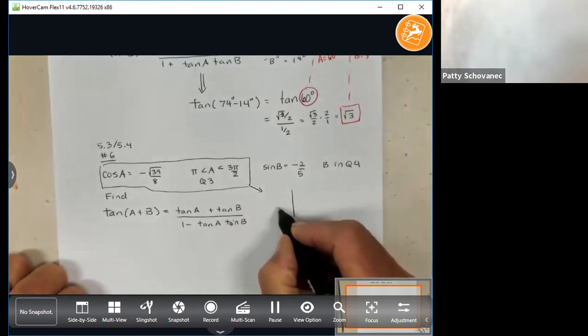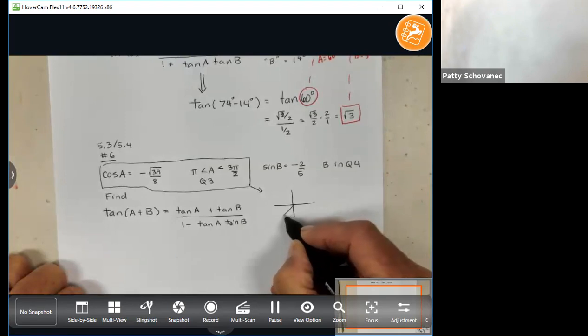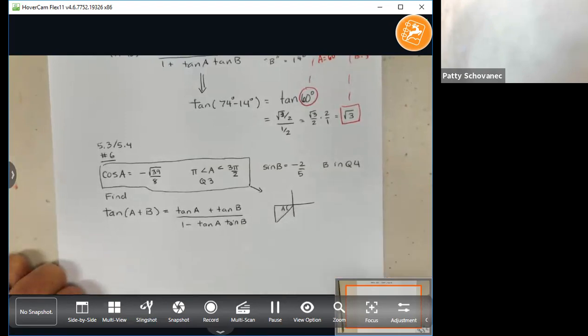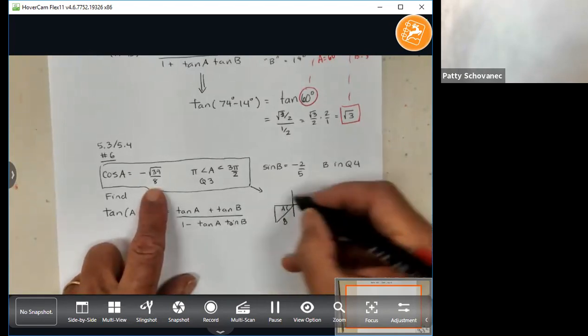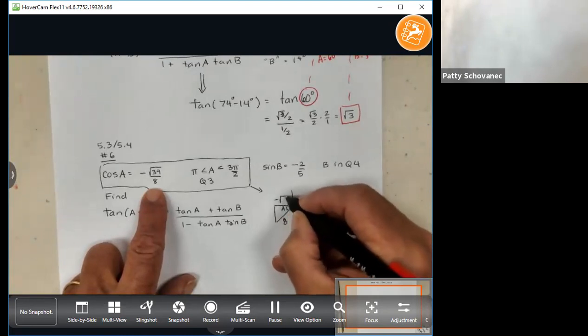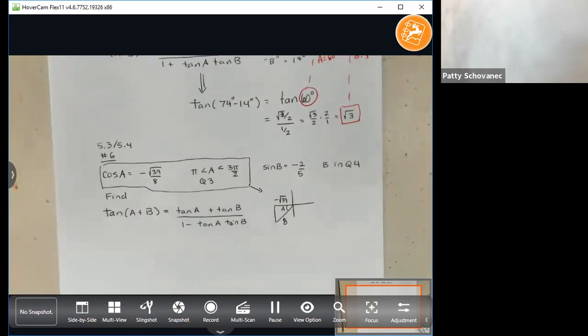So here is my coordinate plane. There's my quadrant 3 angle. Label it as angle A. Cosine consists of the adjacent side over the hypotenuse. The hypotenuse will be the positive 8. Since x is going back negative, the adjacent side is negative square root of 39. I've got to find that y value down there.